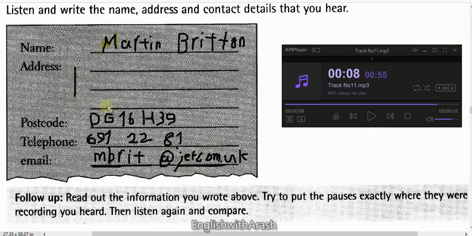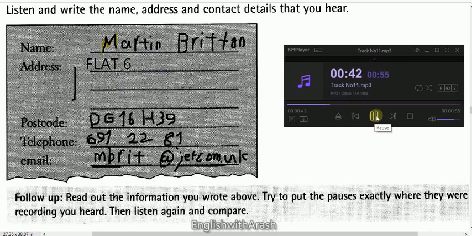So we just need to write the address. So let's listen to that. The address is flat 6. Flat 6. Flat means apartment in British English. Flat 6. Okay. 98 Carlo Road. 98 something road. I didn't get that. So probably he's going to spell it. 98 Carlo Road. That's Carlowe Road.